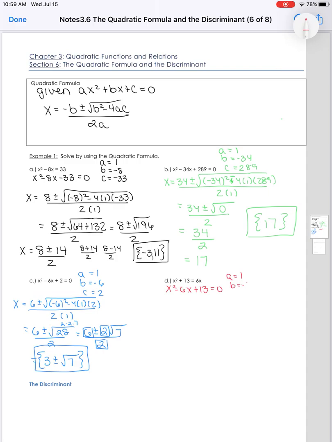So A had 2 solutions, B had 1, but it was a double root. C has a radical in it. So let's see what happens with D. So I'm going to move the 6x over first.